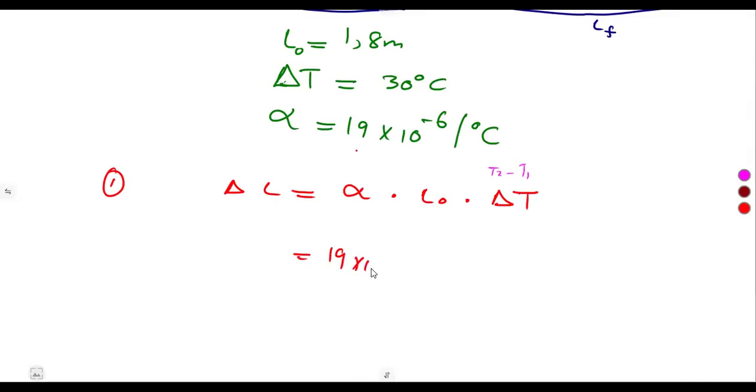19 times 10 to the exponent of -6, the original length being 1,8, in what? In meters. The units here will also be for the change in length, times the change in temperature. You're going to say T2 minus T1? No, we already have that, the change in temperature, 30. Just like that. So we are going to have the change in length, and that change in length is our increase.